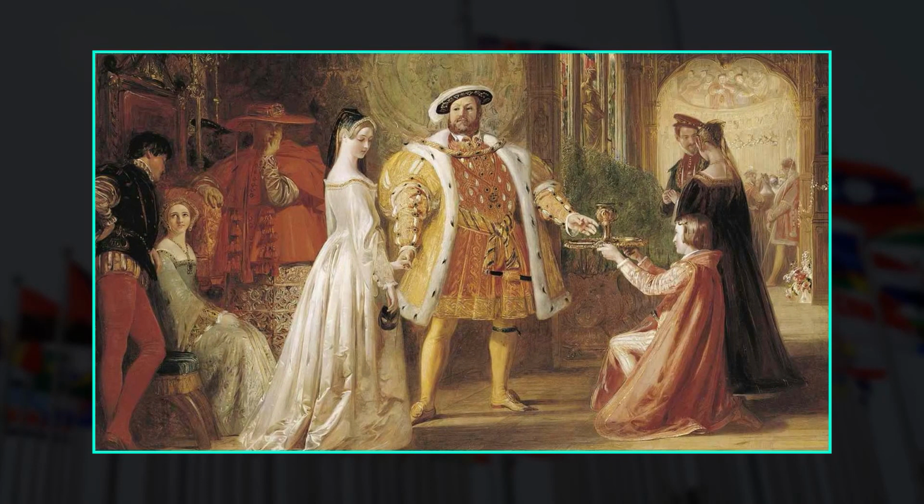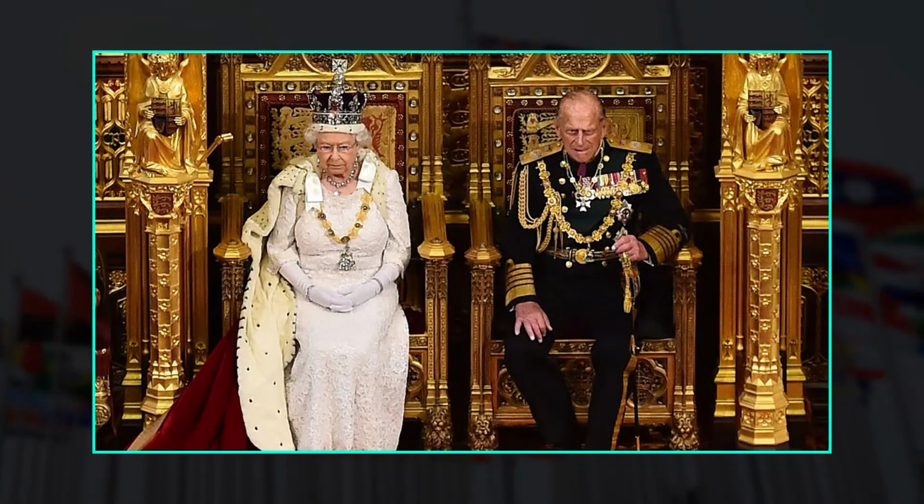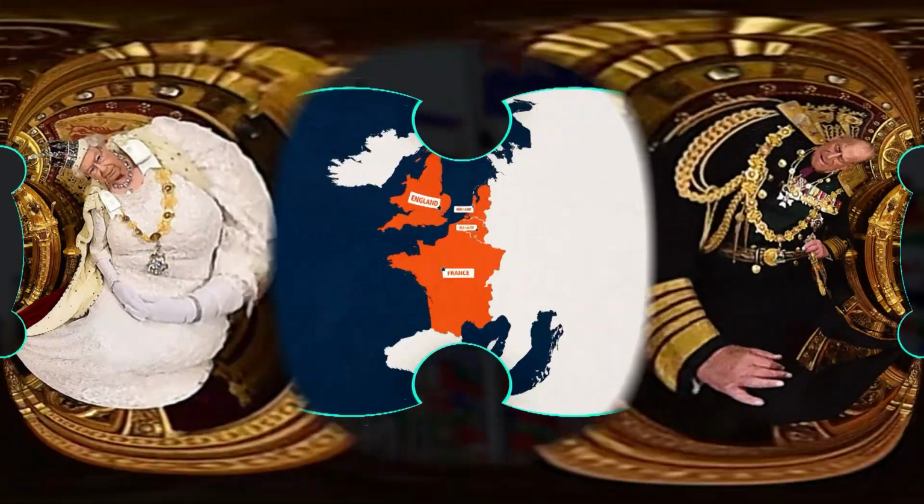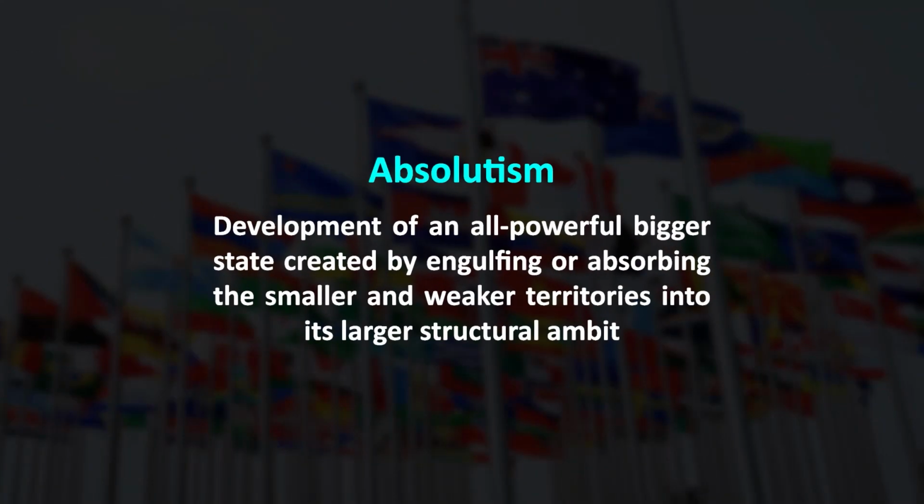Two different forms of political regimes started developing from the 15th to the 18th century in Europe. These were the absolute monarchies in France, Persia, Austria, Spain and Russia, and the constitutional monarchies and republics that could be found in England and Holland. Absolutism basically meant the development of an all-powerful bigger state created by engulfing or absorbing the smaller and weaker territories into its larger structural ambit.